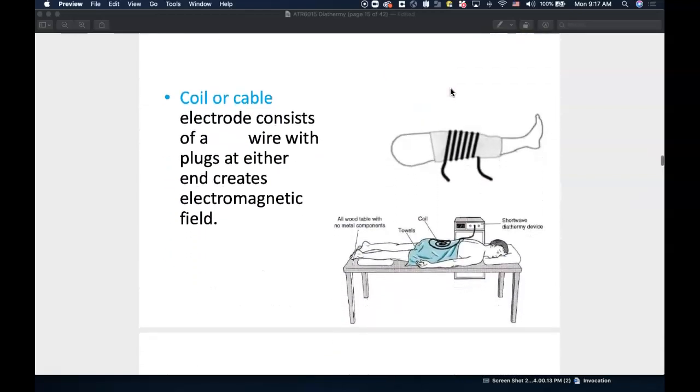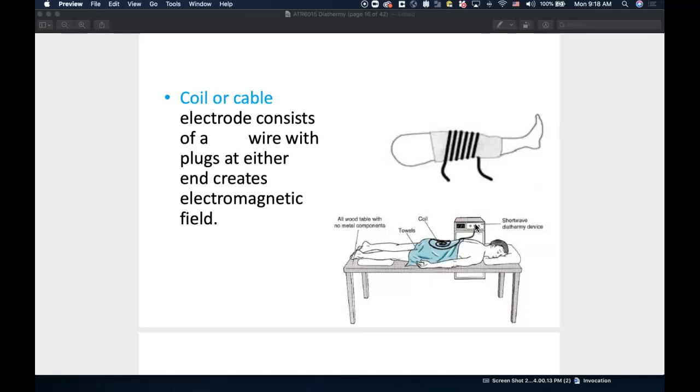The coil method is really common for the inductive shortwave diathermy. You can see that here. Essentially what you have is an electromagnetic pad wrapped in a coil. That coil is then hooked up to the shortwave diathermy device. And so what you have is diathermy being directly transmitted to the patient through direct touch. So there's direct touch between the diathermy and the patient.